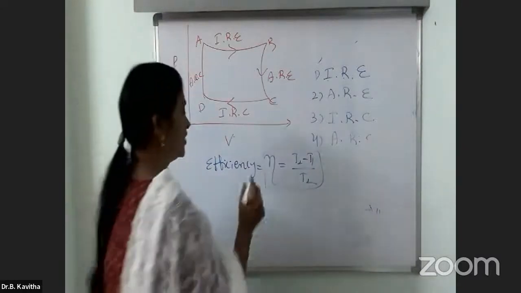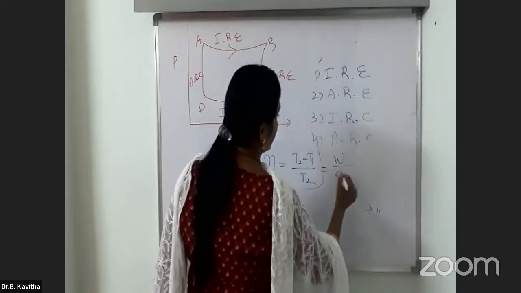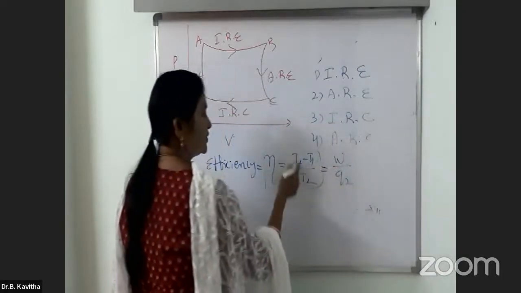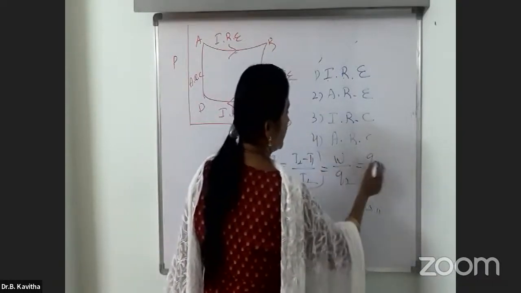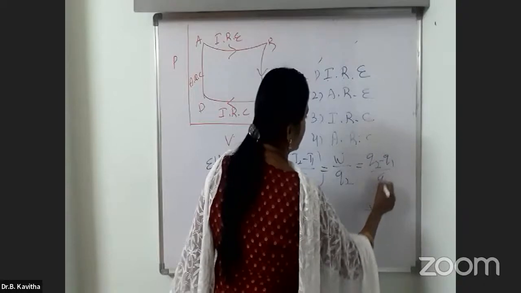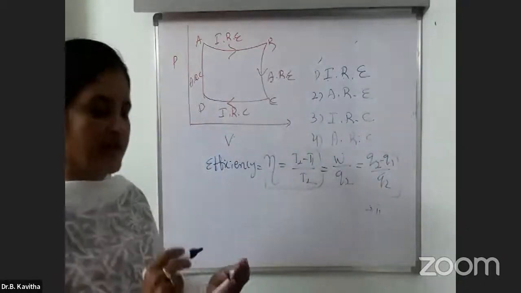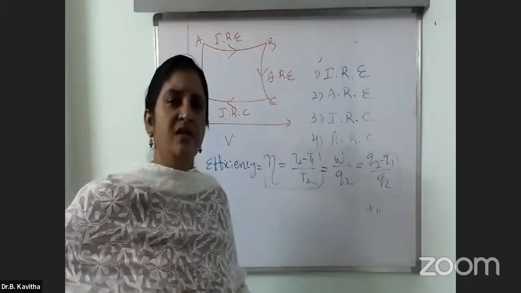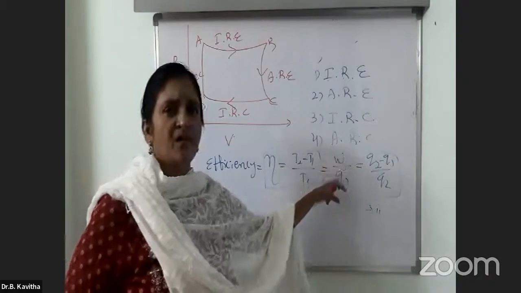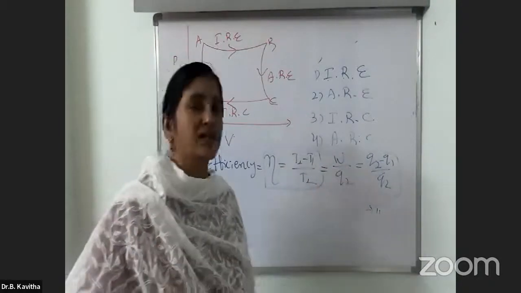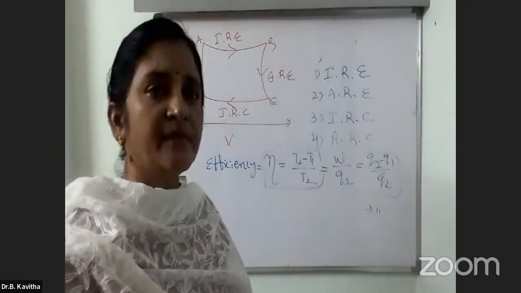One more equation is also there. You remember that equation in terms of W by Q2. From W by Q2 we get an equation. Then one more equation is also there. What is W? It is Q2 minus Q1 by Q2. So 3 equations are there to calculate the efficiency. One is T2 minus T1 by T2, W by Q2, and the third one is Q2 minus Q1 by Q2.